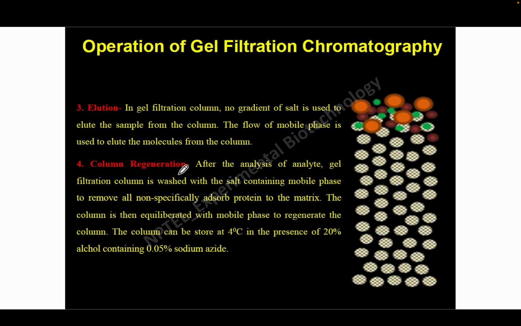After you elute your sample, you have to do your column regeneration for further different samples. After the analysis of the analyte, the gel filtration column is washed with the salt-containing mobile phase to remove all non-specifically absorbed protein from the matrix. The column is then equilibrated with mobile phase to regenerate the column. The column can be stored at 4 degrees in the presence of 20% alcohol containing 0.05% sodium azide.